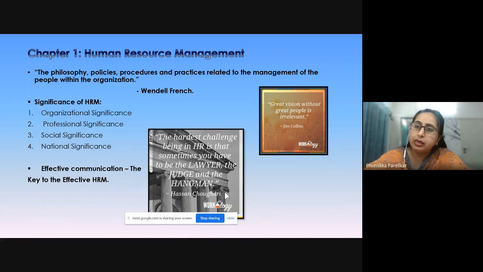So, in conjunction with the significance of HRM, following are the 4 points. The first one is organizational significance. Second, professional significance. Third, social significance. Fourth, national significance.